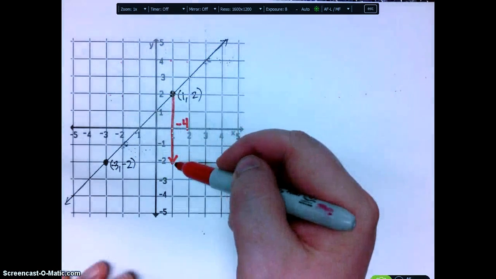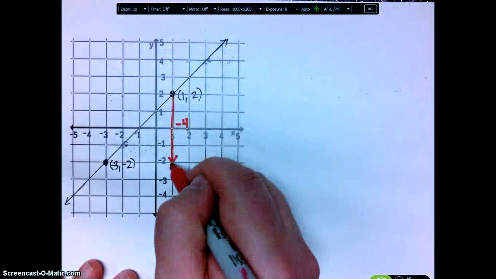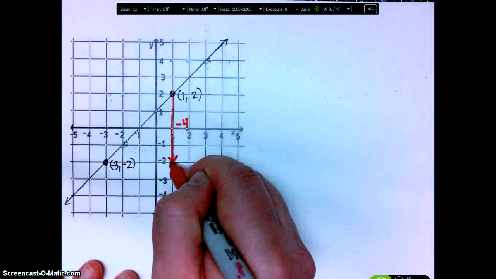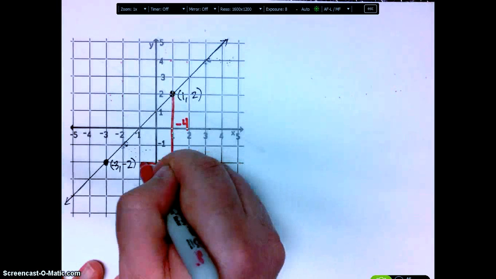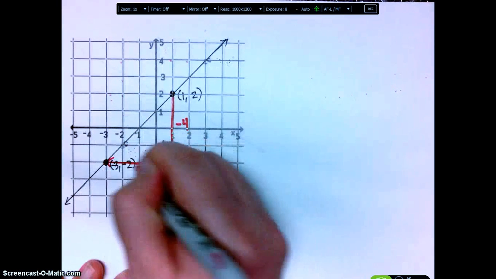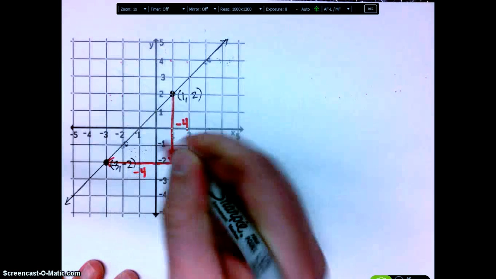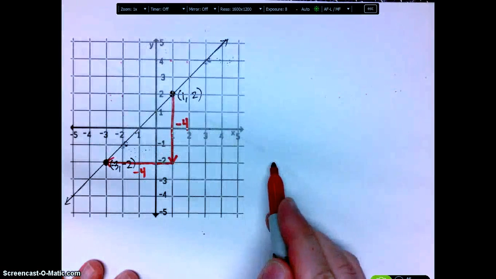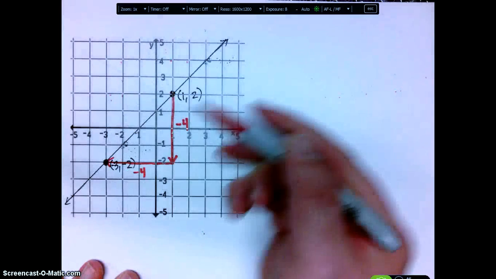Going down is negative. And then from this point, I'm still going to travel sideways. 1, 2, 3, 4. Again, but this is in the negative direction. If I went to the right, I'd be moving in the positive direction. Here I'm going to the negative direction.